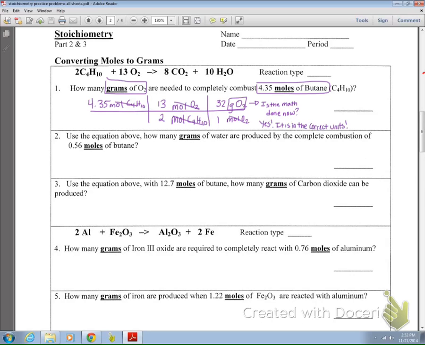Then I would multiply everything across, divide underneath, and that gets me the correct answer of 904.8 grams of oxygen.